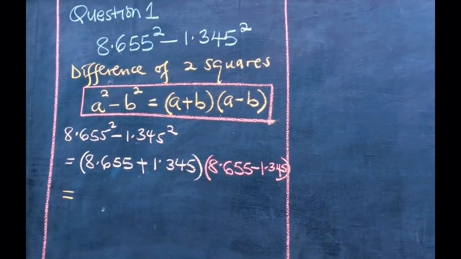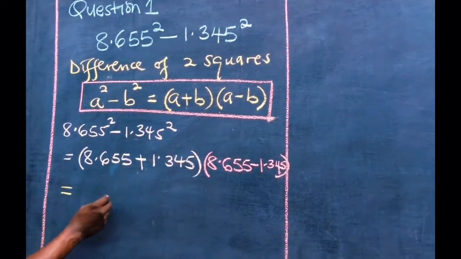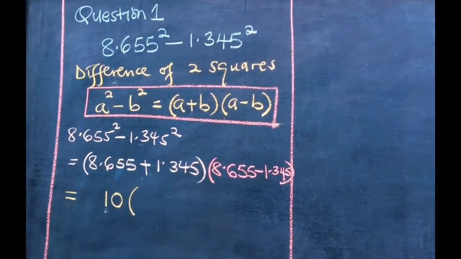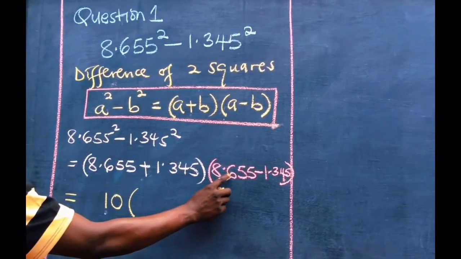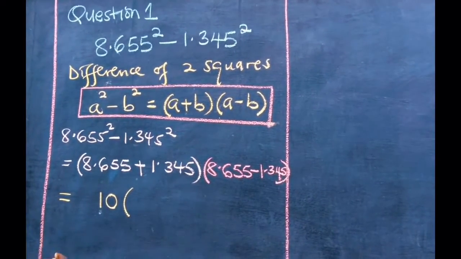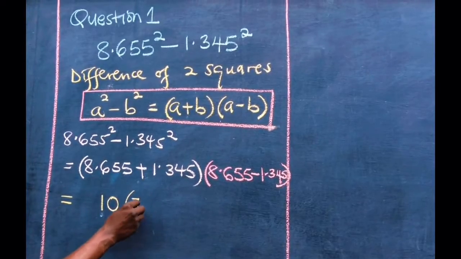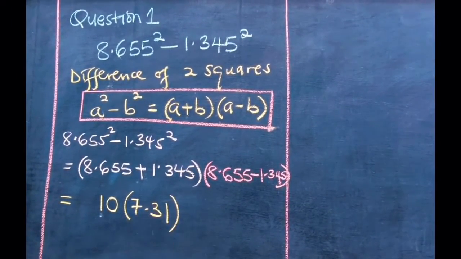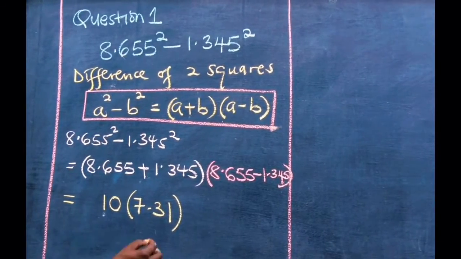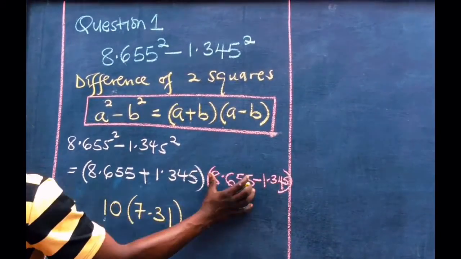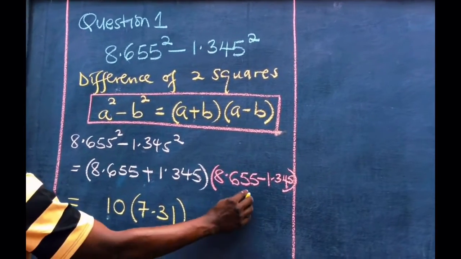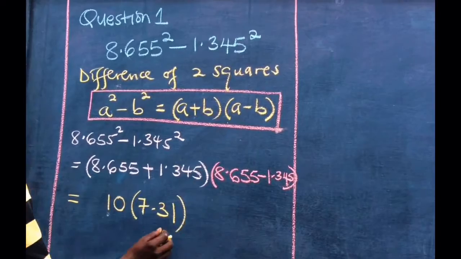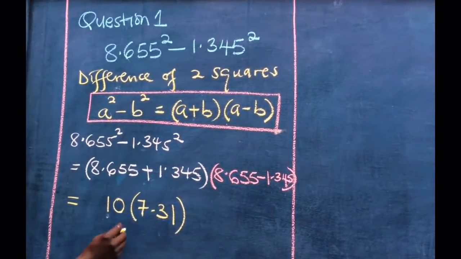Adding this is not a problem really, and you know very well that when you add this, we get 10 for the first bracket. This is times what we have in the other bracket. We have 8.655. When you subtract that very well, it will give you 7.31. You could also include 0 because when you arrange this in order, if you have 1.345, the 5 disappears with that. Then 5 minus 4 is this one we're having here. 6 minus 3 is the 3 you have here. 8 minus 1 is the 7 you have here.